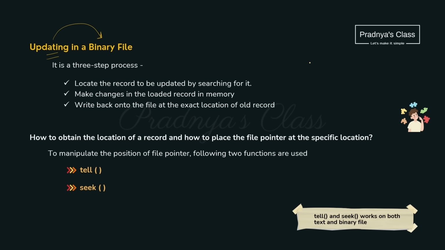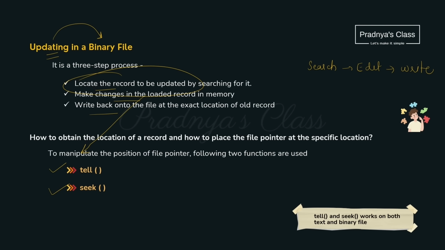What do we need to do here? First we need to search the required record. Then we need to edit it, and again we will update it. Again we will write back to the file. It means we will locate the record, make the changes and write back to the file. For locating the record, we need two functions. The first one is tell and the second one is seek. This works for text files too.